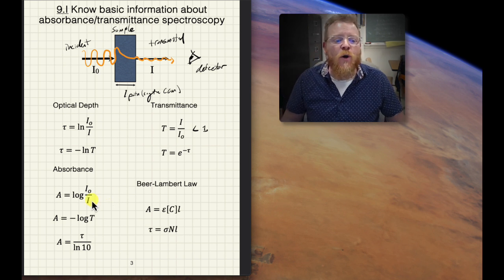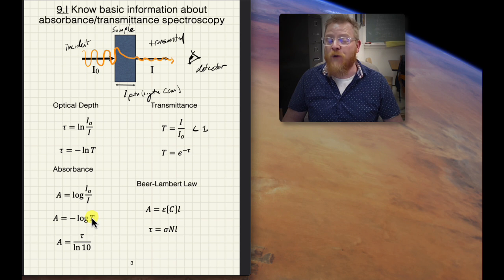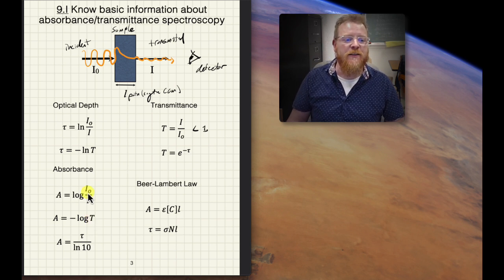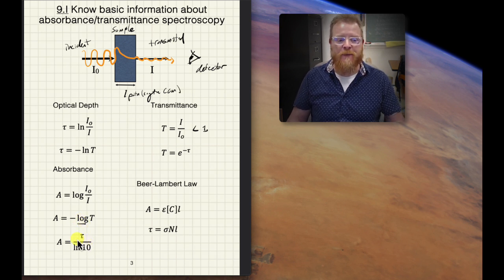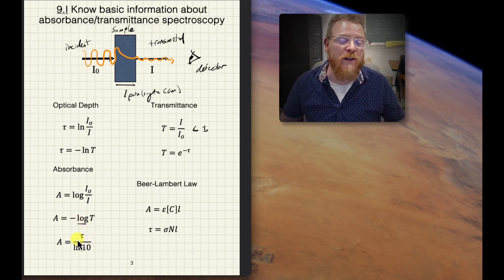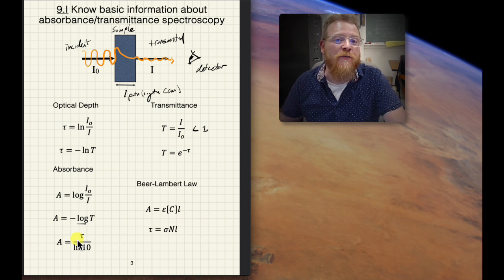We could also relate the absorbance as the negative log of the transmittance, and that is very similar to our optical depth. However, this is a base 10 measurement. And that is done historically because before really the advent of computers or machines that could do sophisticated calculations, it was much easier for early spectroscopists to do things in base 10.